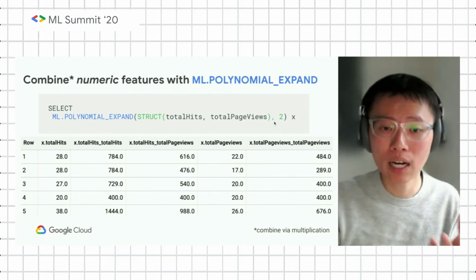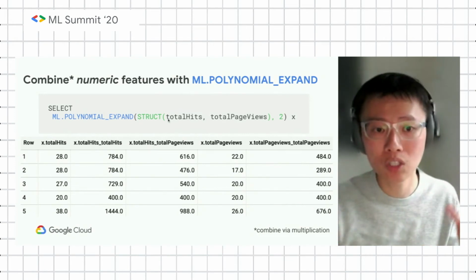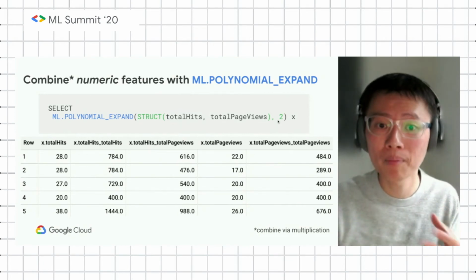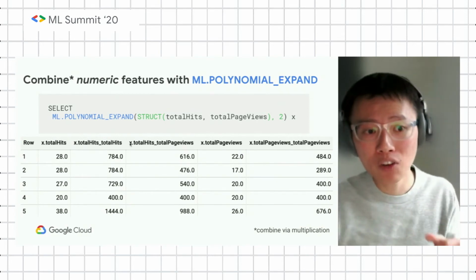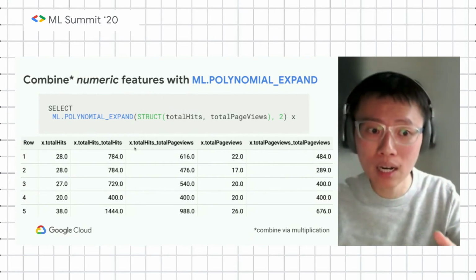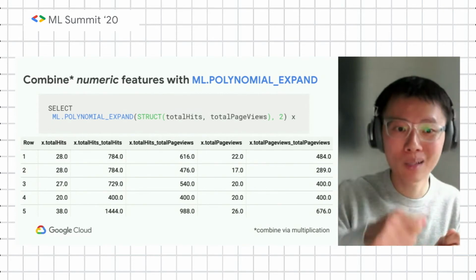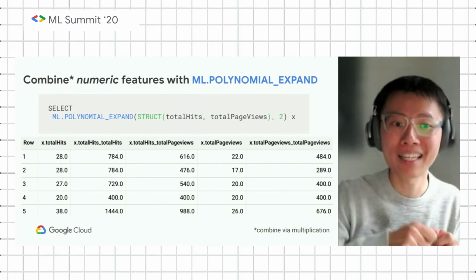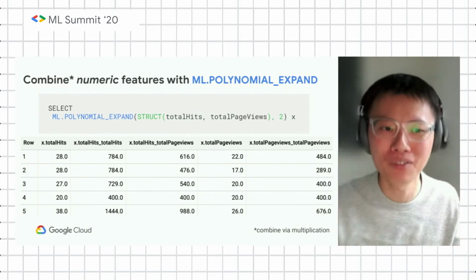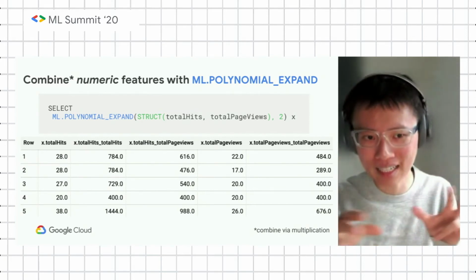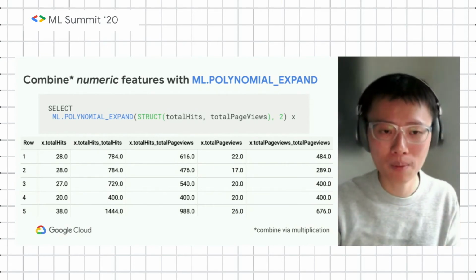And you can actually use this value here. So you can see here I've used struct, which is a way to group them together. Struct total hits and total page views, comma 2. 2 is the exponent that you want to multiply things to. So if you were to do comma 3, then you would get total hits cubed, total hits squared times total page views, total hits times total page views squared, and all the different combinations up to an exponent of 3. So hopefully that makes sense. And this is how you can create these extra features for numeric features.